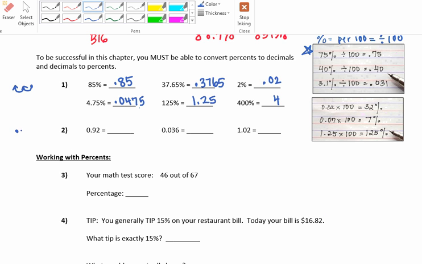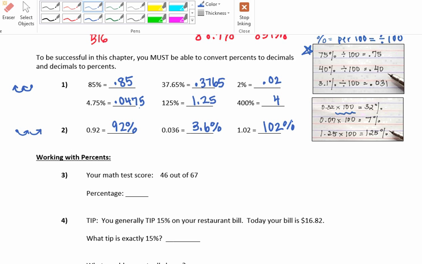If you want to take it from a number into a percentage, you would move the decimal place back the other direction, or you could think that you want to multiply the number by 100, because that sort of undoes the divide by 100. So 0.92 would give me 92%. 0.036 is 3.6%. And 1.02 is 102%.